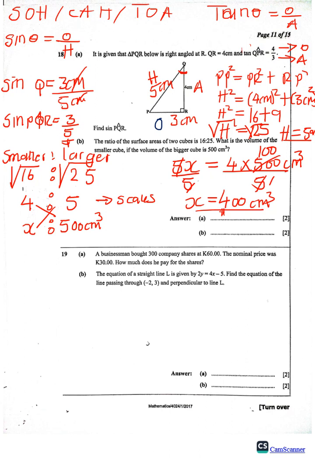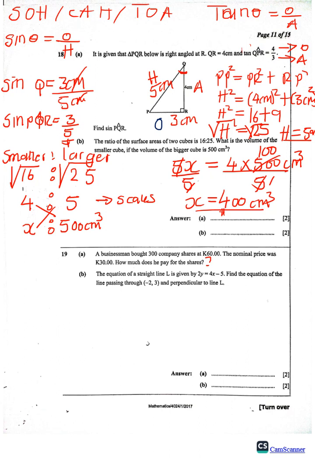Now from there, let's look at question 19a. A businessman bought 300 company shares at 60 kwacha. The nominal price was 30 kwacha. How much does he pay for the shares? So a businessman bought 300 company shares at 60. Now this 60, we don't know if this 60 is for each share or maybe for all the shares. So this question is incomplete. It's not making sense, because we don't know if it was for all 300 shares or maybe it was for each share. Okay, so this one is not making sense.